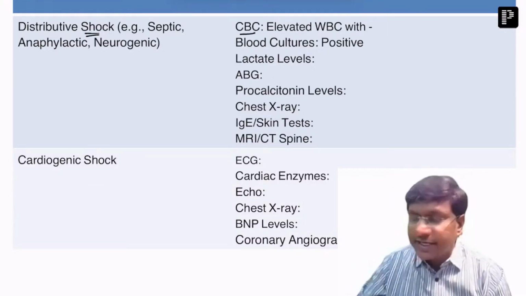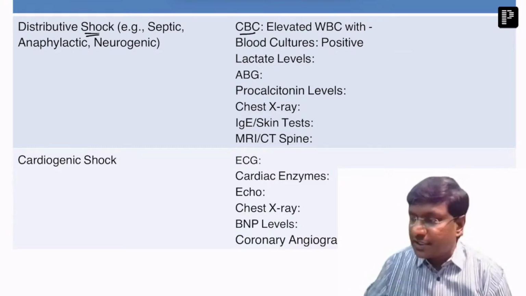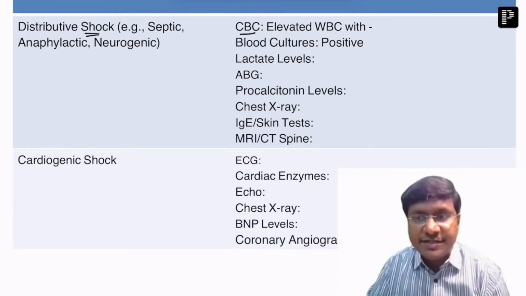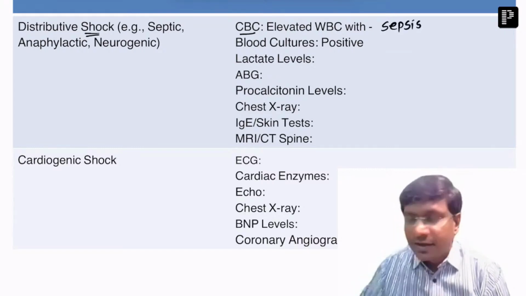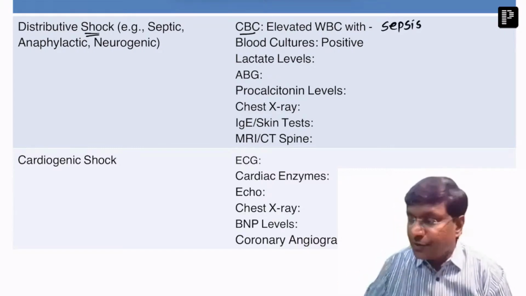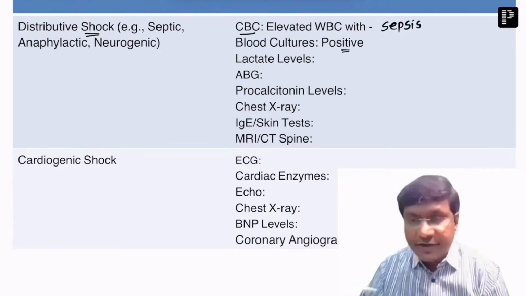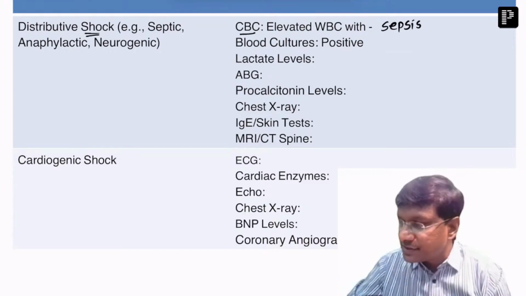So you need to do a complete blood picture. What is the purpose of doing a complete blood picture? There will be elevated WBC, mainly if it is secondary to sepsis, right? There will be a left shift. And you need to do a blood culture, which will be positive if it is sepsis.